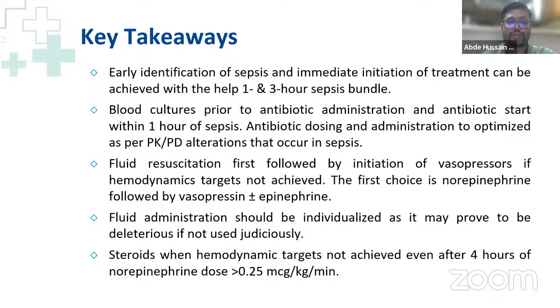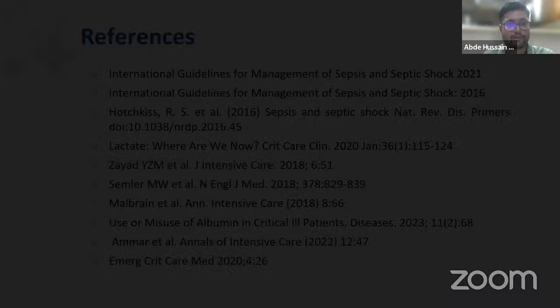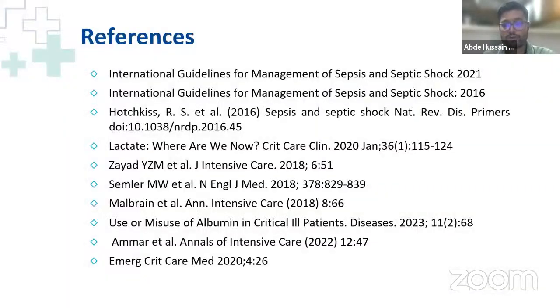Fluid administration should be individualized, as it may prove to be deleterious if not used judiciously. Steroids are given when hemodynamic targets are not achieved even after 4 hours of norepinephrine at a dose of more than 0.25 mcg per kg per minute. So, these are further references to help in getting a better understanding of sepsis and septic shock.